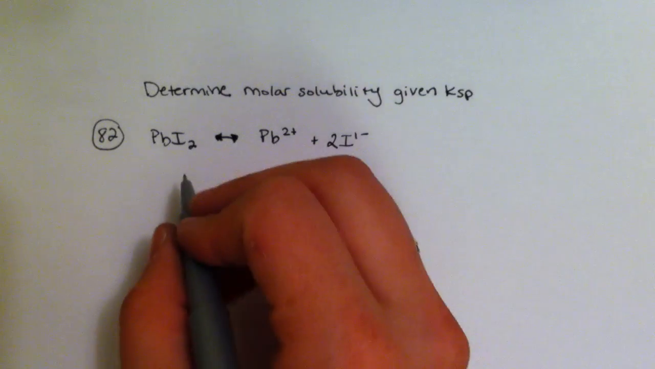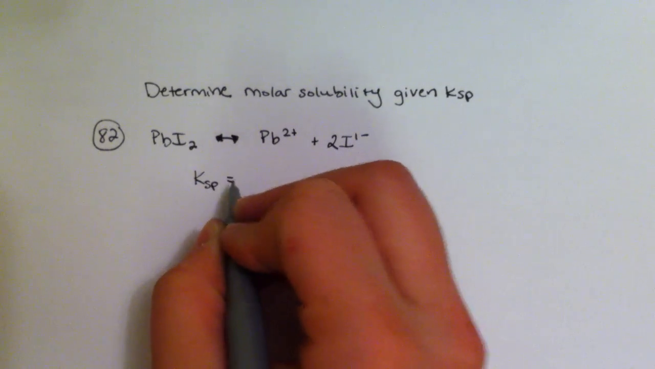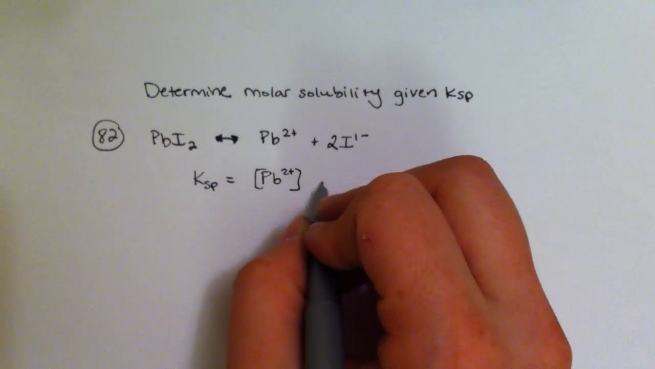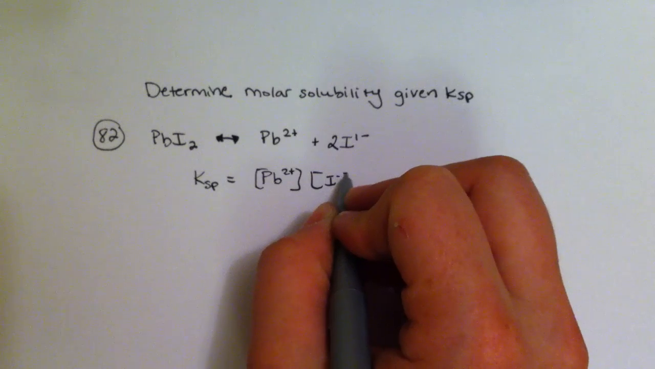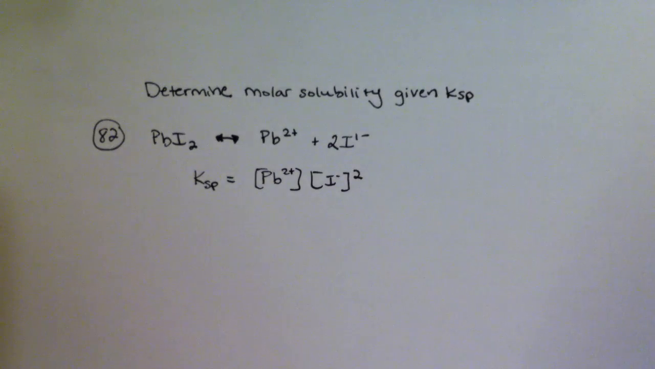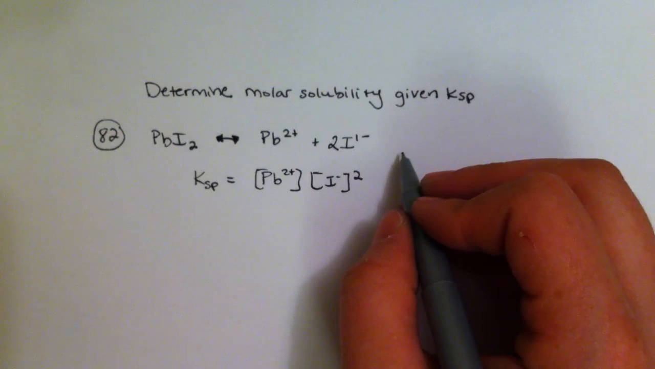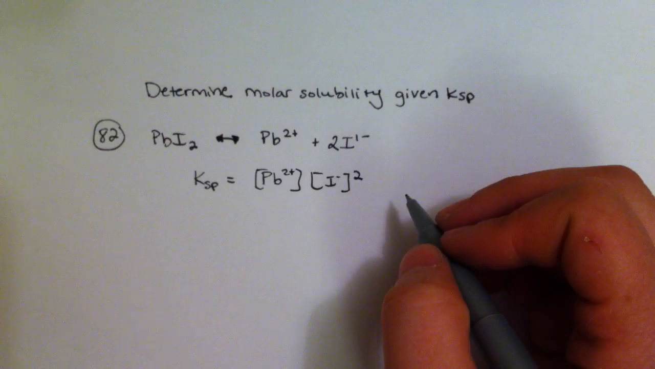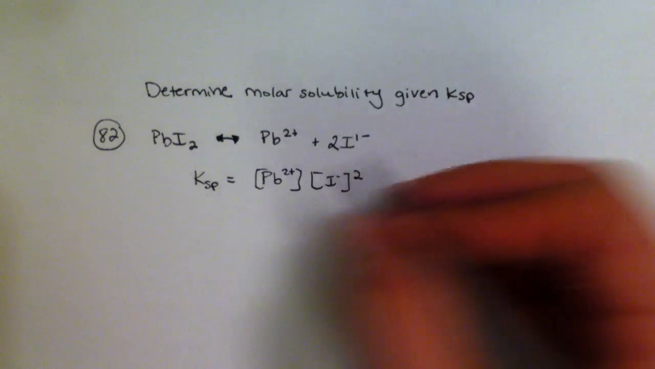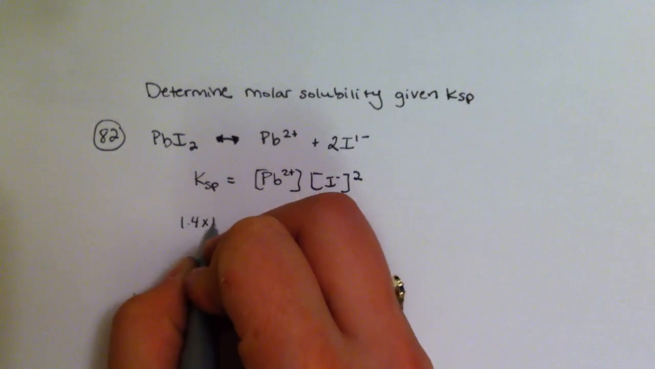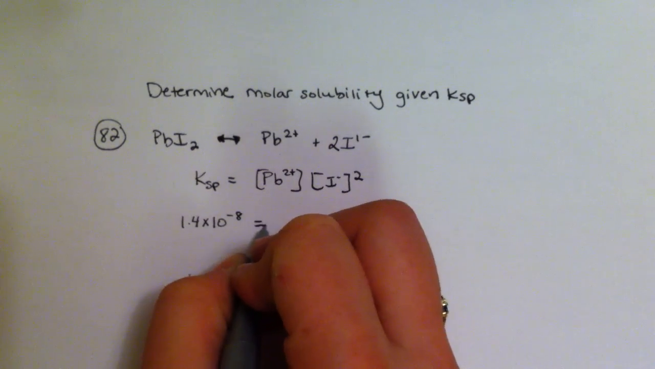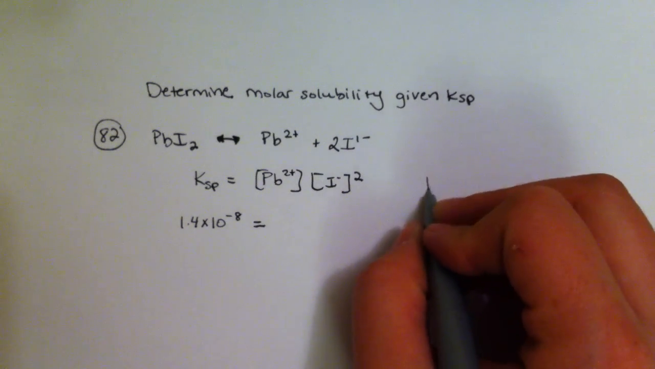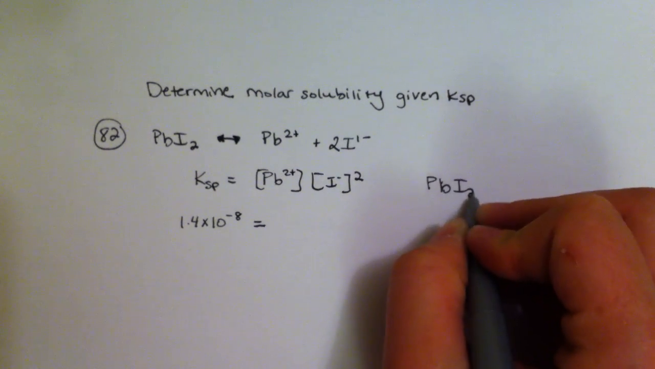So we write our K equation. KSP equals Pb2 plus and I1 minus squared. Now, I was given the K, which in this problem 82, is 1.4 times 10 to the negative 8. Now, I need to figure out how much PbI2 can dissolve.